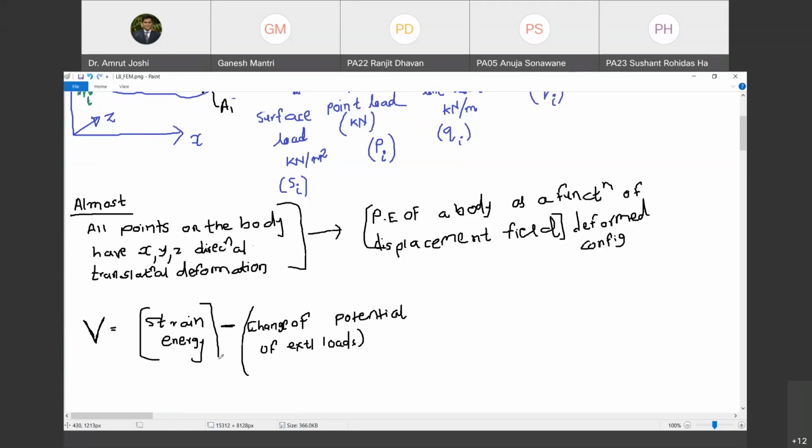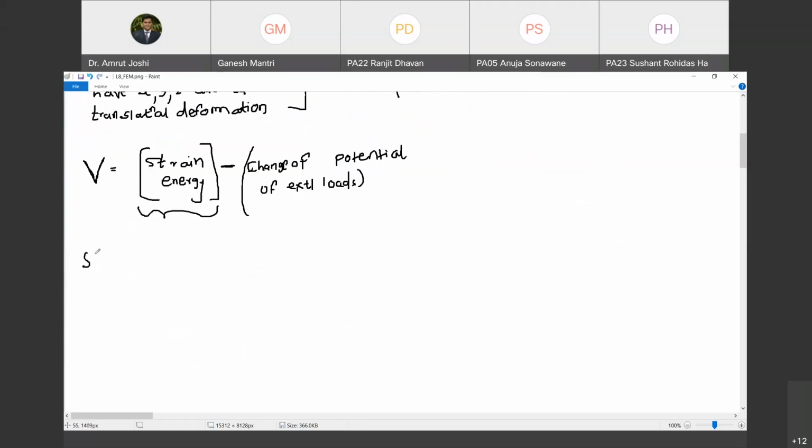The first thing that we are going to do is write down the expression for strain energy. Happy? Yes, sir. How do we denote strain energy? We write it by notation U. U is the notation used for work done as well, but in this context, we will denote strain energy by U. Are you with me? Yes, sir.